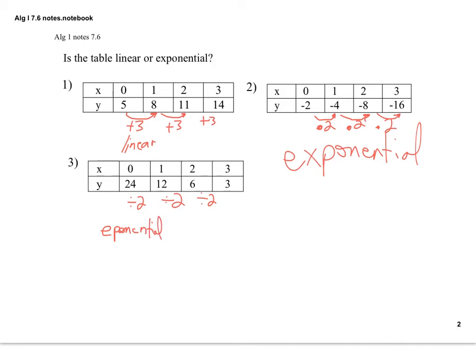Oh my goodness, my handwriting is pretty terrible with this pen. There we go. That has fixed it just a little bit. So we have a linear table, we have an exponential table, and we have an exponential table for number 3 as well.